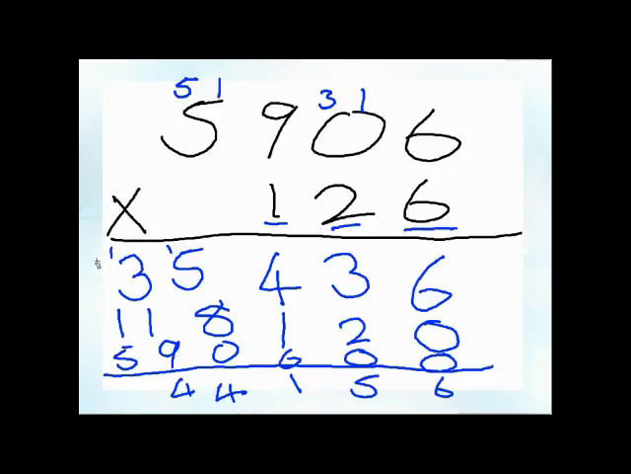There's no value there. There's a 0, so it's 0. Okay, except for the 14 we just added. So it's a 1. 1 plus 1 is 2. 2 plus 5 is 7. So our answer is 744,156.